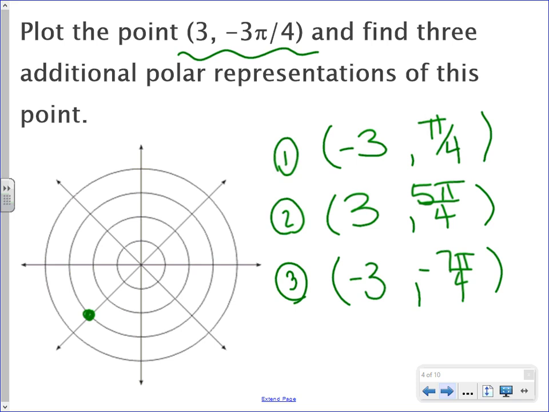Okay? So there are 4 different ways to describe a coordinate staying within one rotation of the unit circle. Positive r positive theta, negative r positive theta, positive r negative theta, negative r negative theta.